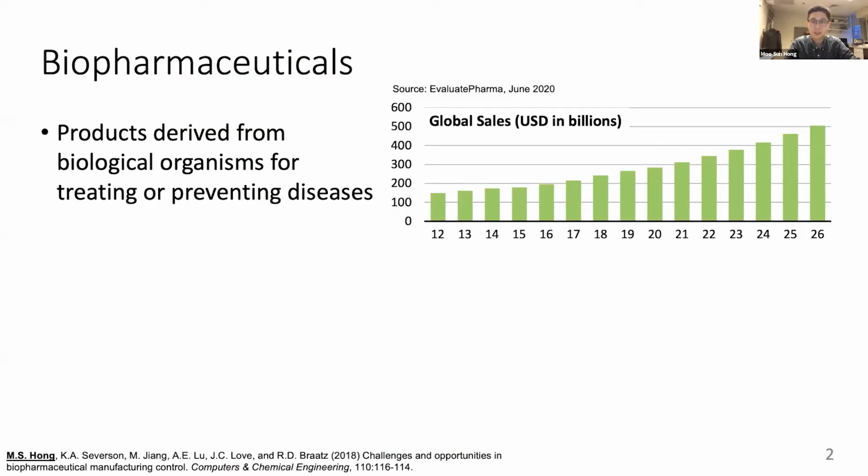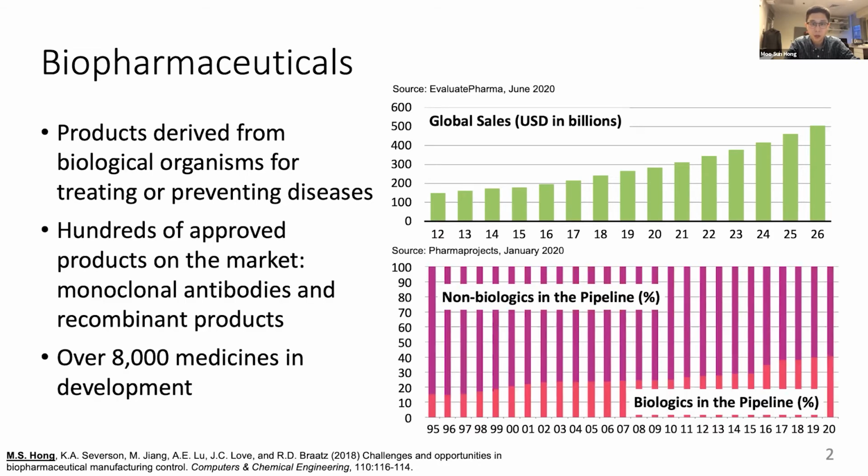I guess I'll have to start with giving a brief introduction of what biopharmaceuticals are. They are the products derived from biological organisms for treating or preventing diseases. As you can see in this graph, the global sales of biopharmaceuticals have been continuously increasing for many years. They are projected to reach about $500 billion by 2026. And the percentage of biopharmaceuticals in the drug pipeline has also been continuously increasing. This results in hundreds of approved products on the market and over 8,000 medicines in clinical development.